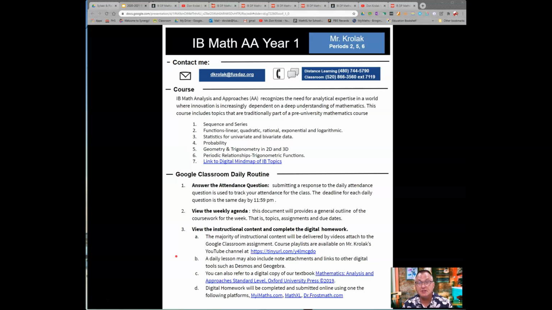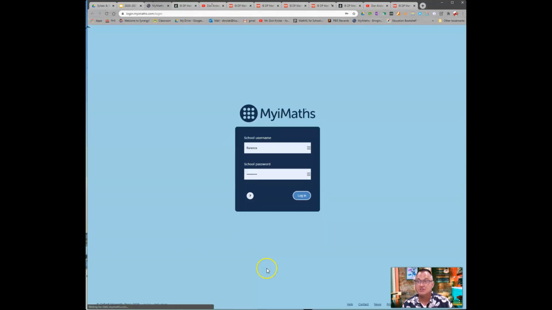Typically each lesson will include a digital assignment, and there's 3 platforms that we'll be using for the digital homework. One is called mymaths.com, which you'll log in to today. Your accounts are already set up in it. I sent an email to you. We'll talk about that a little bit later.